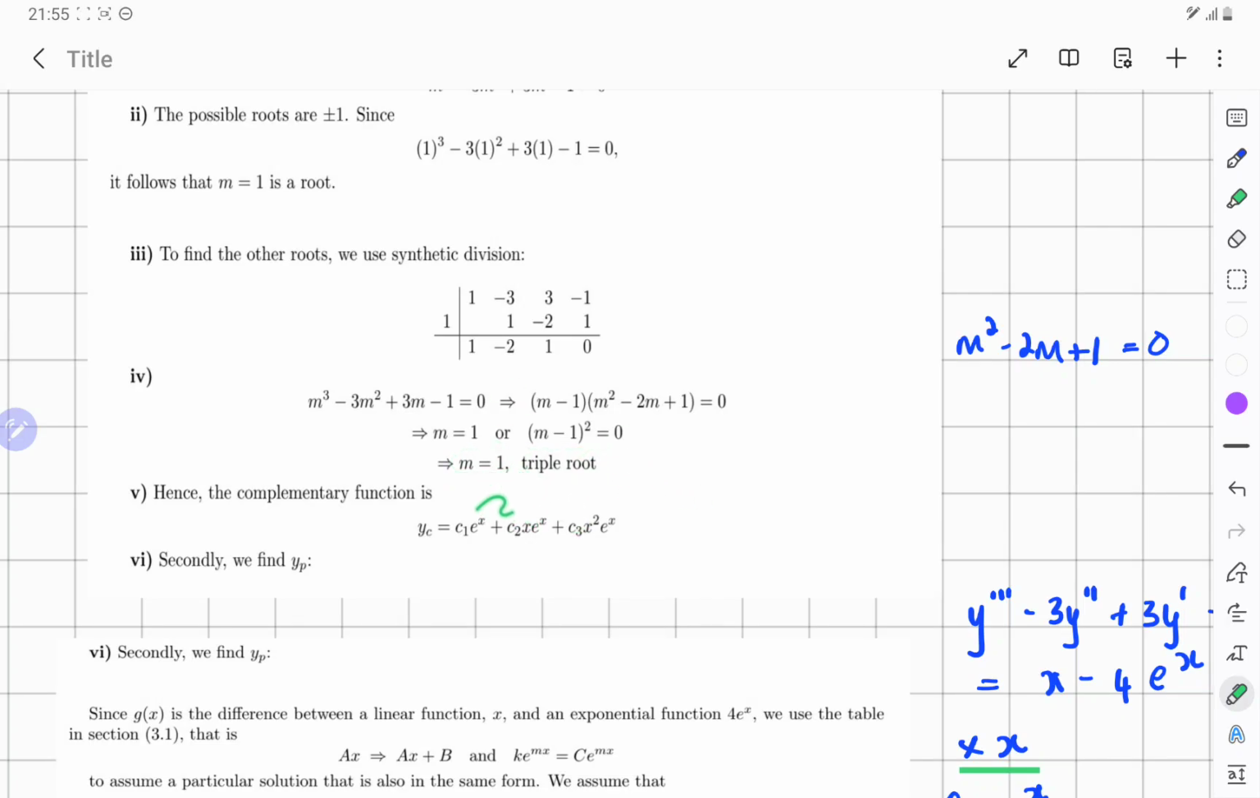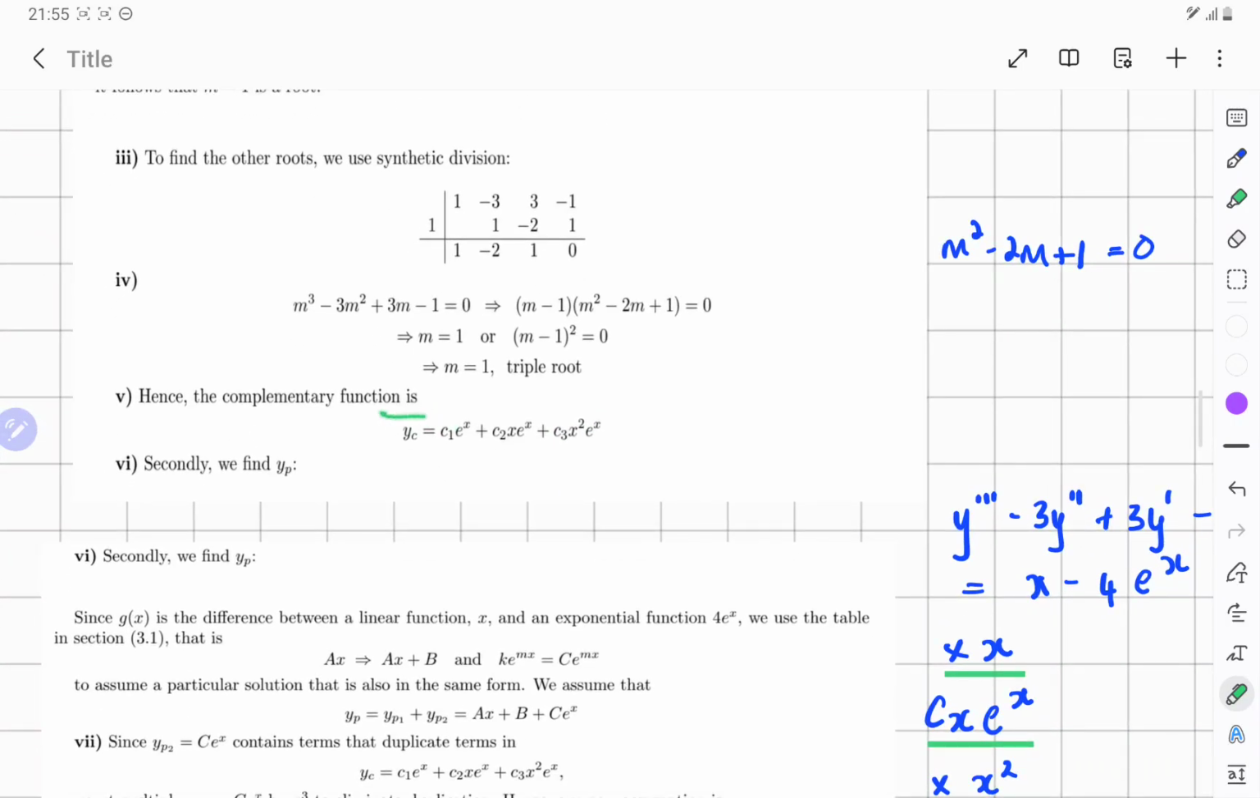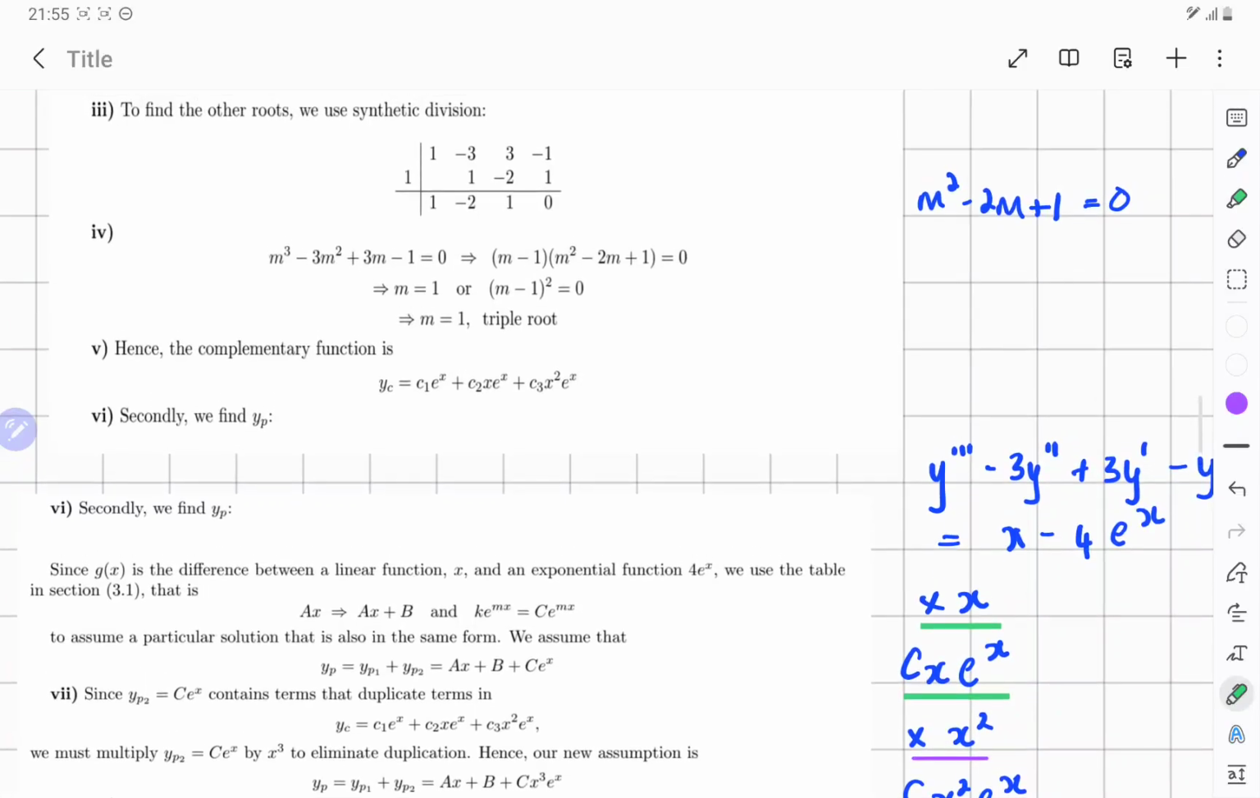So when I have a triple root, I know m is 1, so I have c1 e to the x. For a double root, I would multiply by x. For a triple root, I will multiply by x squared. And there I have my complementary function. So now on to my particular solution.